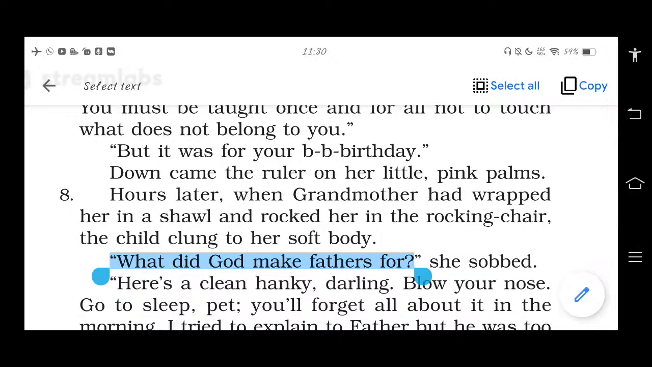Right, see that? It's a really horrible question, right? She sobbed. She sobbed means cried a lot. It means S-O-B-B-E-D. Sobbed means cried a lot. Did you understand the meaning of sobbed? Even in some lessons we learned sobbing, sobbed.